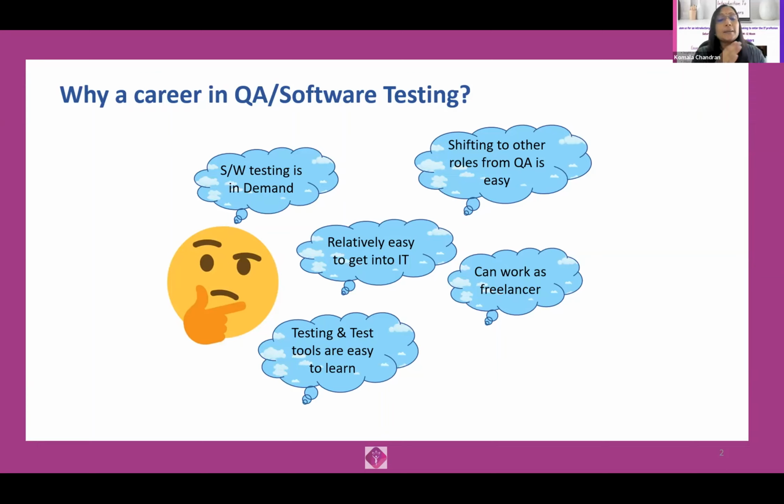And if we are in a QA role, it is easy to transform into other roles, like a developer, a BA, or any other role, project management or anything, if we have experience in QA roles. That's another significant thing about being QA. It is also relatively easy to learn any testing tools or testing by itself. And one more thing is that it is easy to get freelancer jobs.